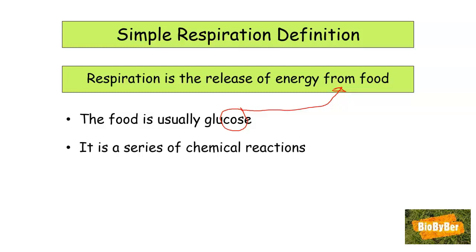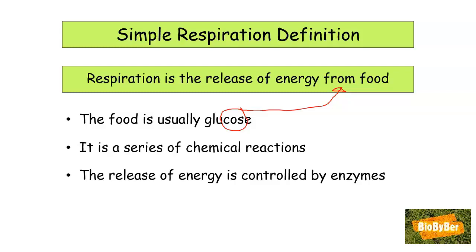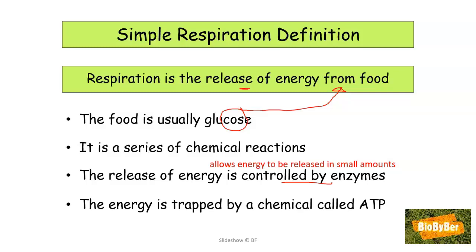Now, as we have said, respiration is a series of chemical reactions. And this release of energy is controlled by enzymes. That's very important because a lot of this energy could be released as heat. And if this was not controlled by enzymes, then we would spontaneously combust. So obviously, not all the energy is lost as heat. It is controlled by enzymes, which allows the energy to be released in small amounts. And a lot of the energy is actually trapped by a chemical called ATP, or adenosine triphosphate.